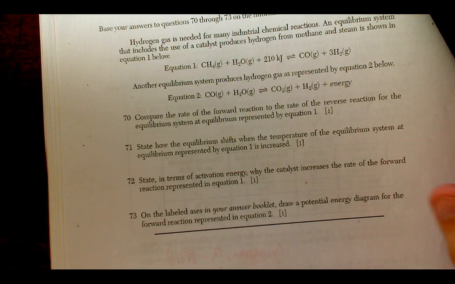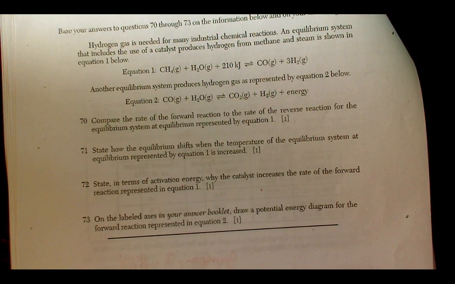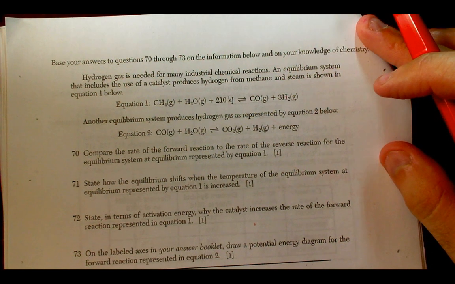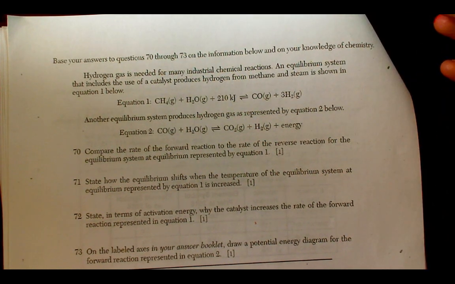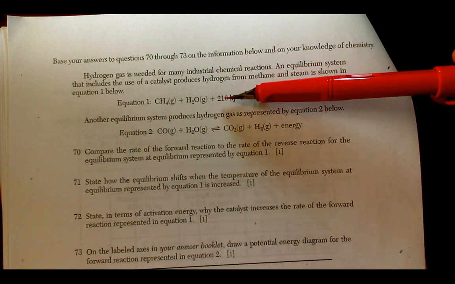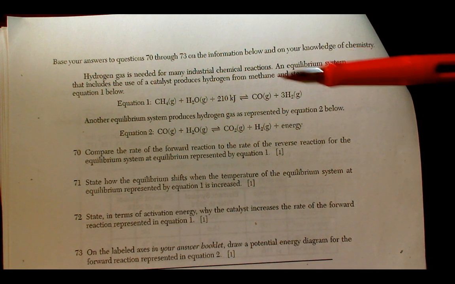Hydrogen gas is needed for many industrial chemical reactions. An equilibrium system. I hate this question. I looked at this the other day and said, why would they write this so poorly? Actually, it's the question at the bottom, not this writing. An equilibrium system that includes the use of a catalyst produces hydrogen from methane and steam, as shown in equation 1. So in this equation, you're taking this methane, CH4, you're adding some water to it, some energy, and it's making carbon monoxide and hydrogen gas. And then this system, it says, makes hydrogen gas in this other reaction.